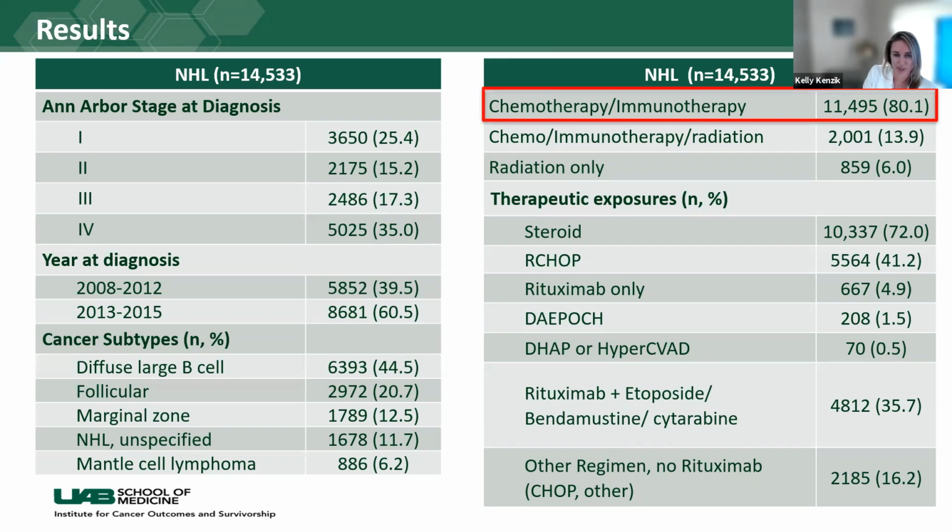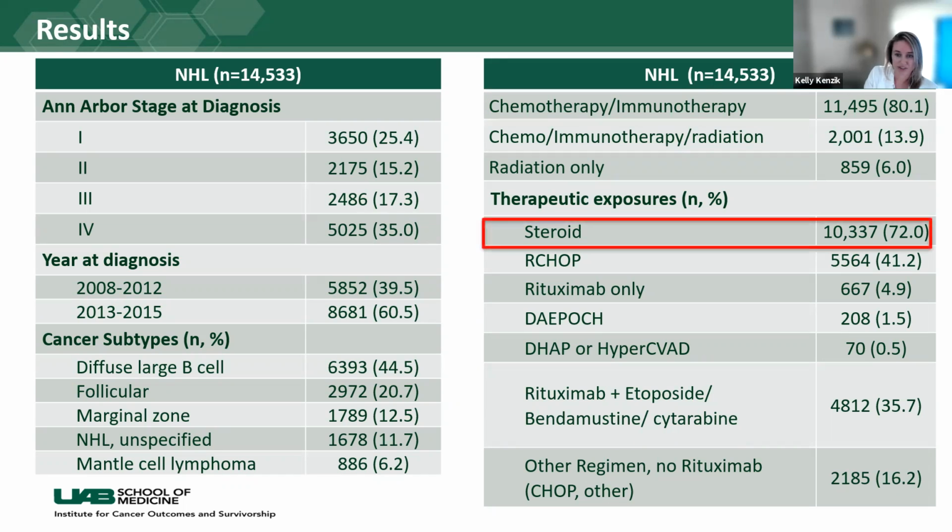The majority of patients received chemotherapy or immunotherapy only. And 72%, so a large proportion of patients, had received steroids at some point during their treatment. And the most common therapeutic regimen was R-CHOP.